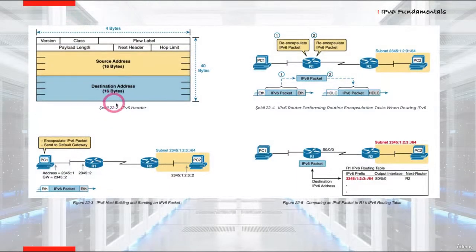First, let's look at the IP version 6 header in the figure here. IPv6 header is 40 bytes in total, our source address is 16 bytes, our destination address is 16 bytes and the remaining properties are 8 bytes. In total the IP version 6 header consists of 40 bytes. Here we show an example of routing in IP version 6. Let's look at the figure detailed here.